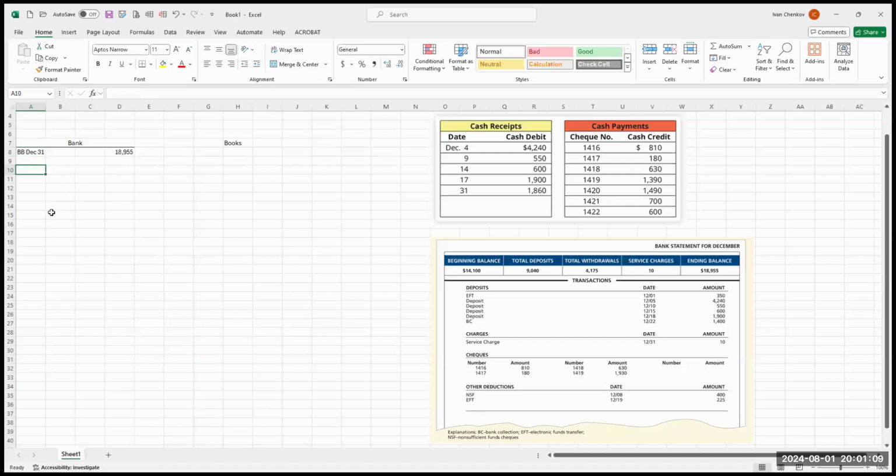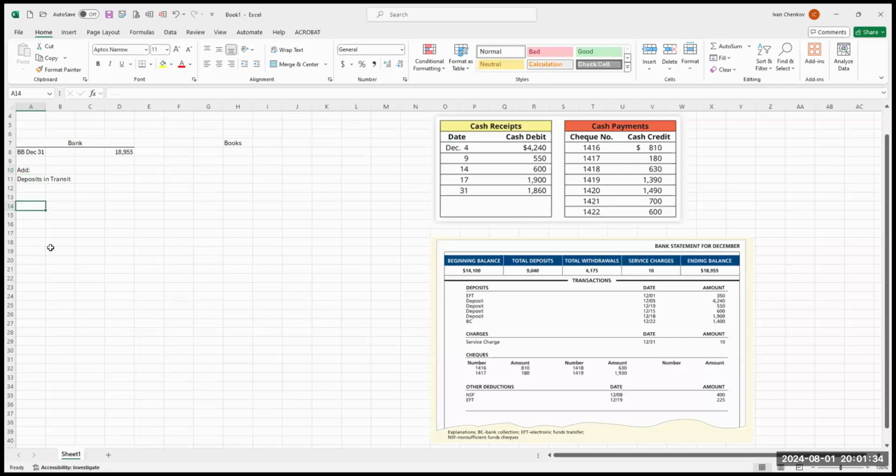Now for the bank, what we have to do is add any deposits in transit that we may have, which are recorded in our cash journal, but not yet deposited in the bank. That's the first thing that we have to do.